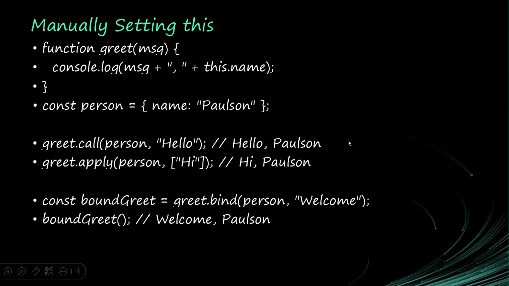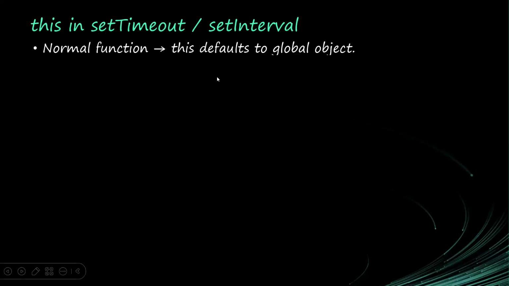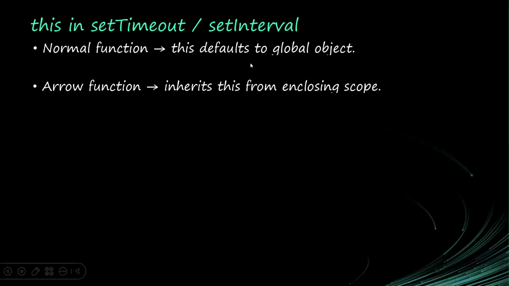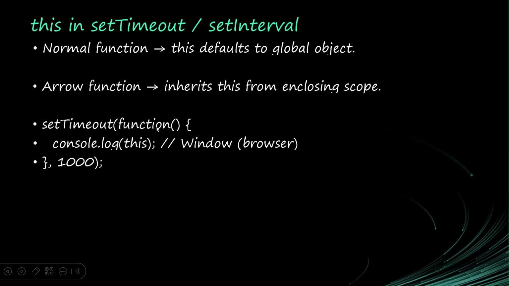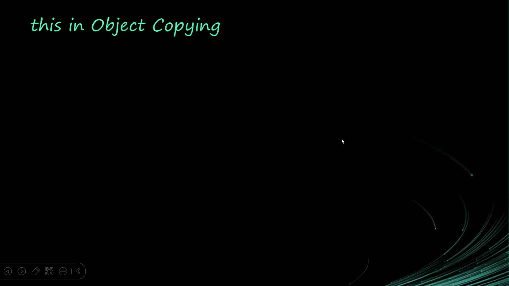All right, so we also have this keyword in set timeout and set interval. In a normal function, this refers to the global object. Because set timeout always uses a normal function, if it is non-strict, it should be the global object. But an arrow function will inherit from the enclosing scope, which is the function itself. So play around with these things. In an arrow function, this will inherit from the outer scope.